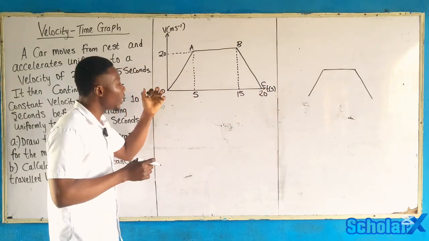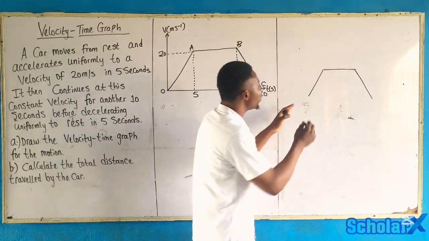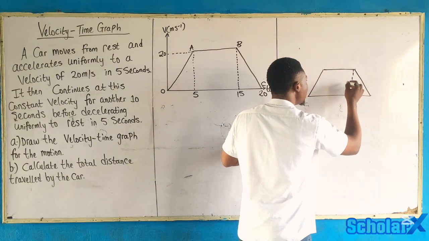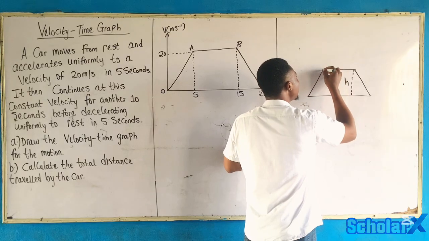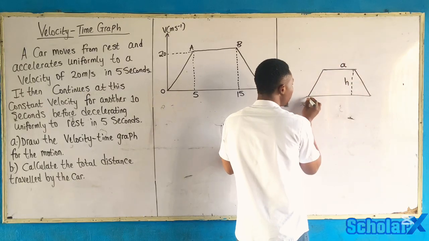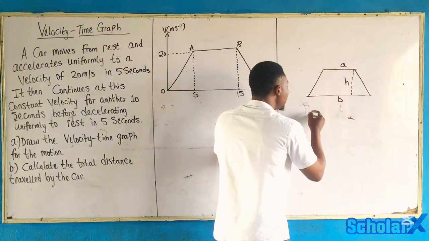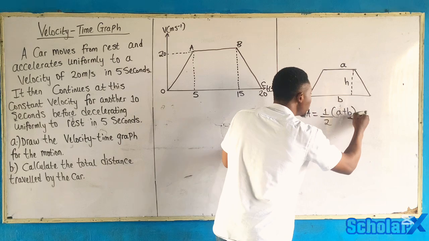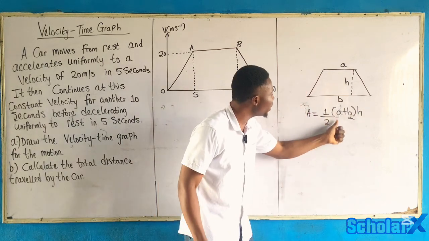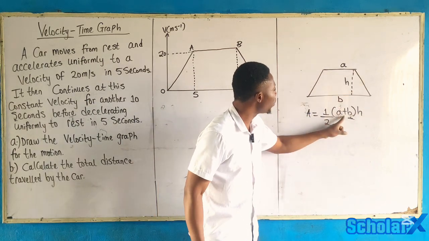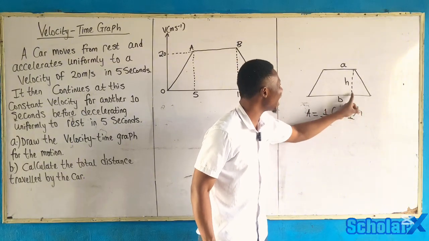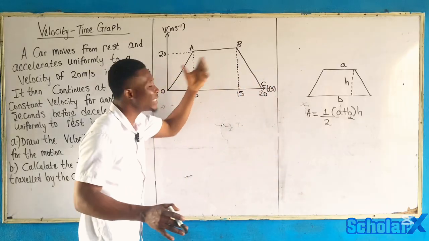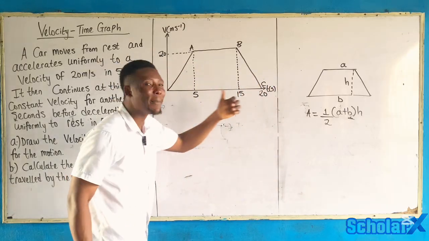All right? Now, if you look at a trapezium, let's assume this is a trapezium, and this is the height. From this side to this side is A, and from this side to this side is B. The area is going to be what? Half into bracket A plus B multiplied by H. That means half into this side plus this side, multiplied by the height. So we're going to apply that here.